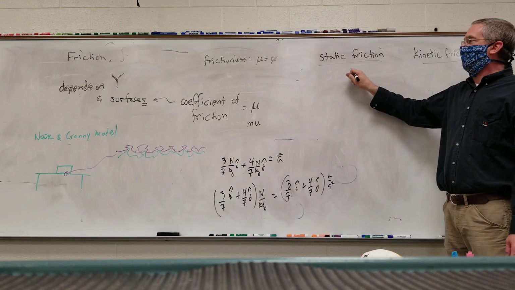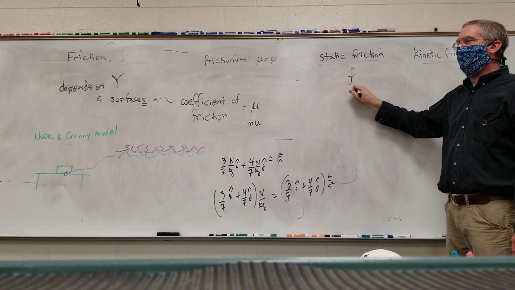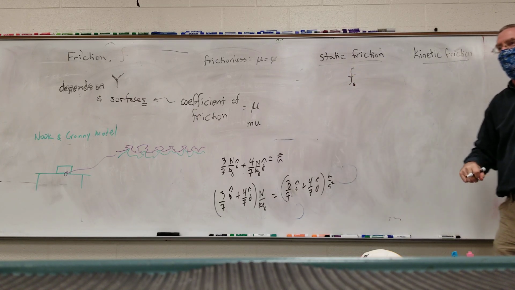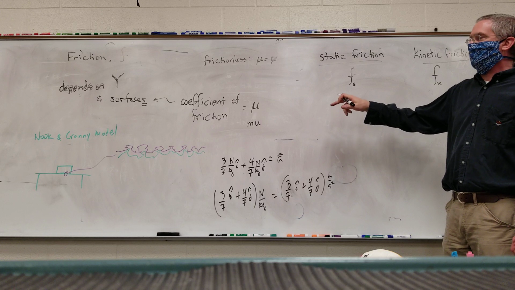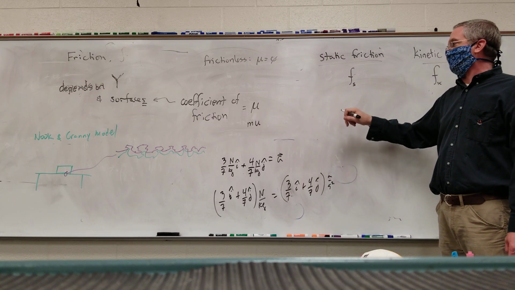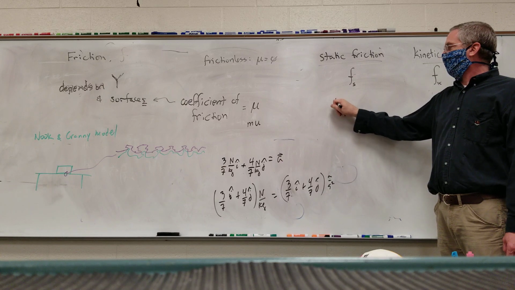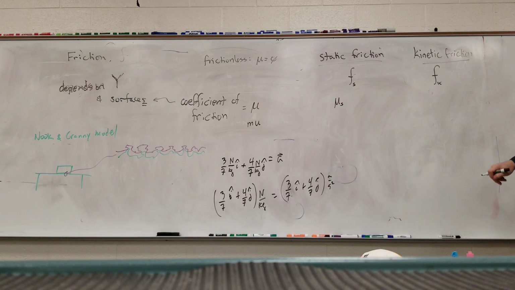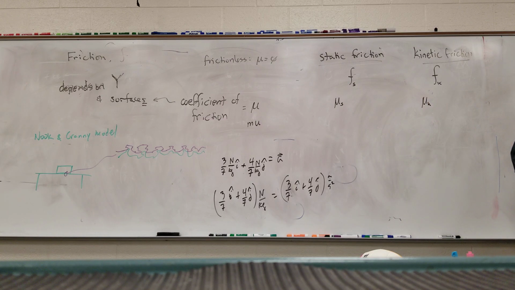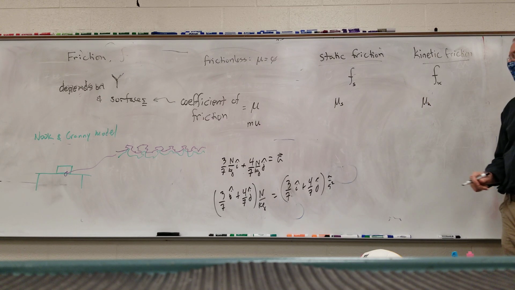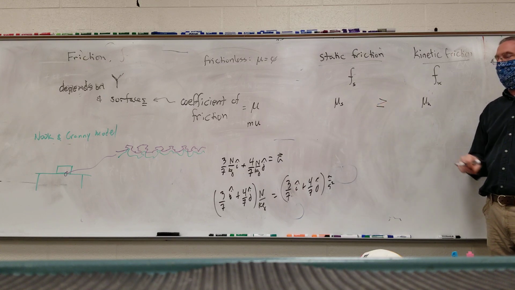Static friction, they went all out on the cleverness here. It's the symbol for friction with a little bit of an S, the little S down there, subscript. Kinetic friction, yeah, you guessed it. There's a K down here. Static friction depends upon the coefficient of static friction, mu s. And kinetic friction depends upon the coefficient of kinetic friction, mu k. Mu s is always greater than or equal to mu k.